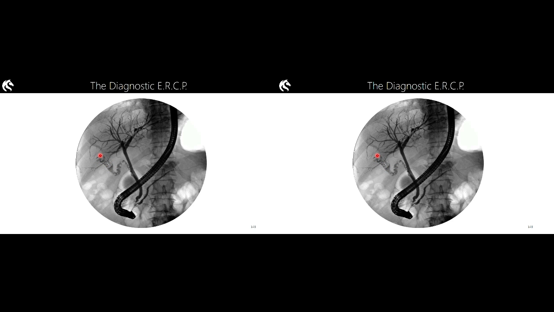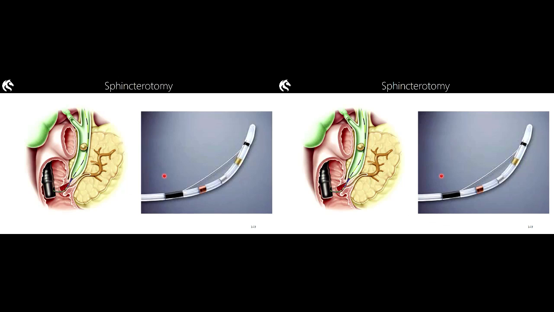All right. So, an ERCP is an endoscopic retrograde flow of contrast, which is going to fill up the cholangiosystem and the pancreatic system.